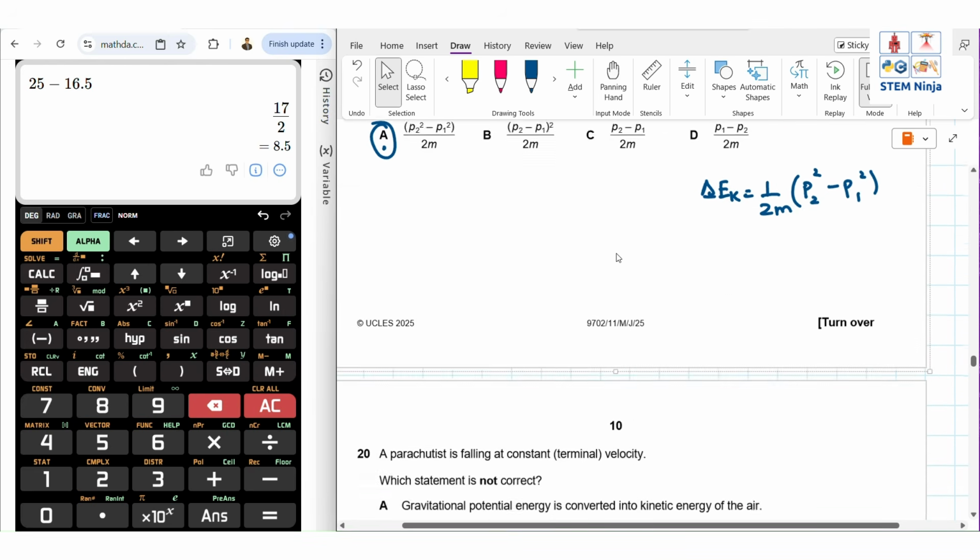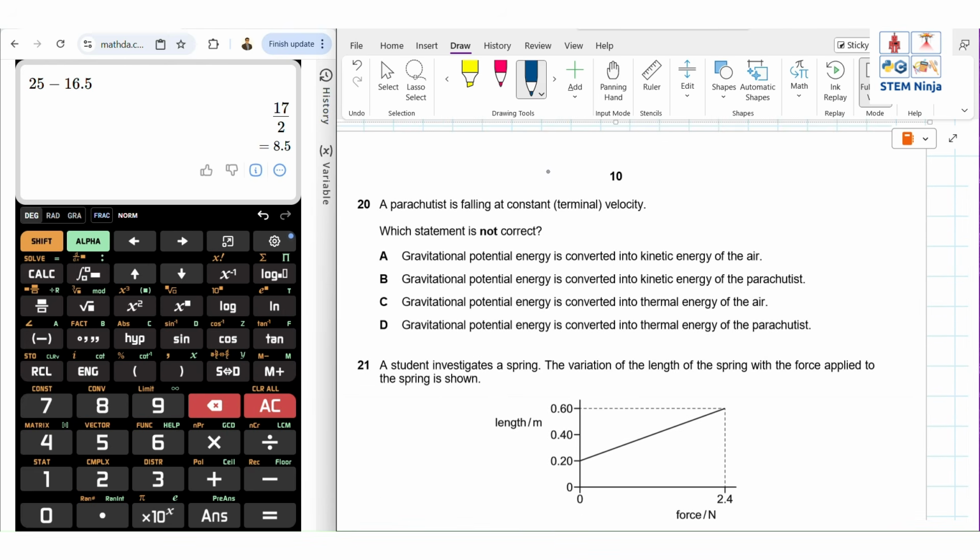All right. A parachutist is falling at a constant terminal velocity. Which statement is not correct? Gravitational potential energy is converted into kinetic energy of the air. This is still correct. Actually, sorry. This is still correct. Gravitational potential energy is converted into kinetic energy of the parachutist.